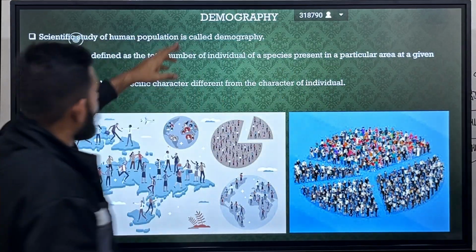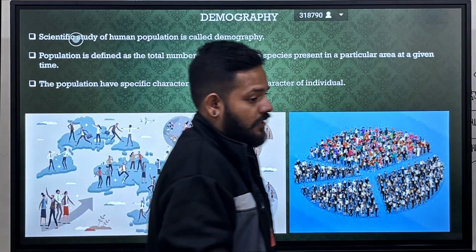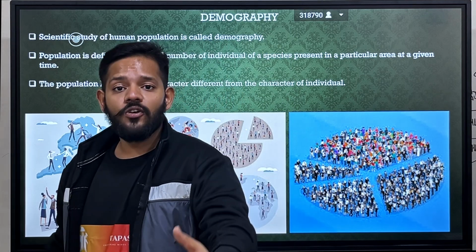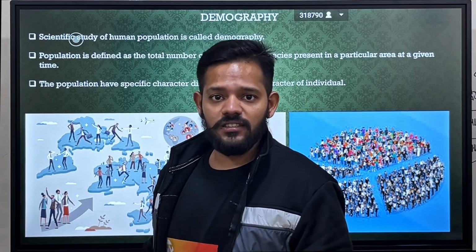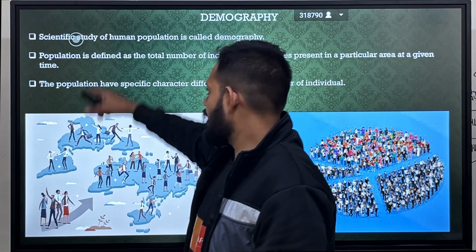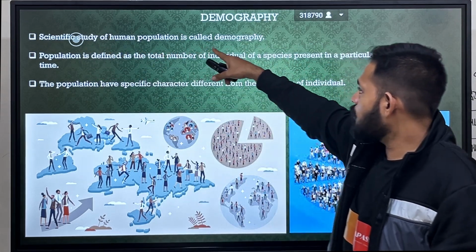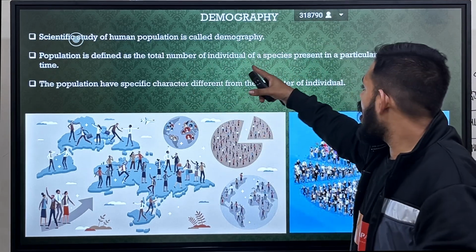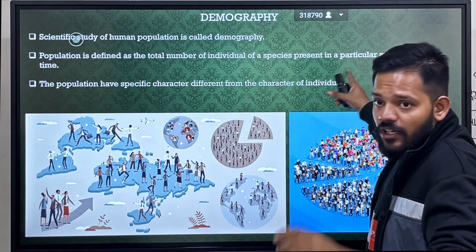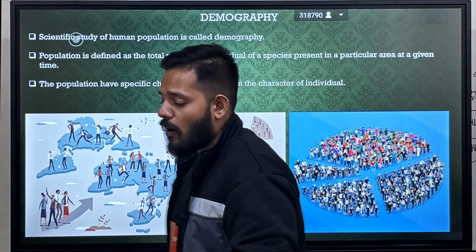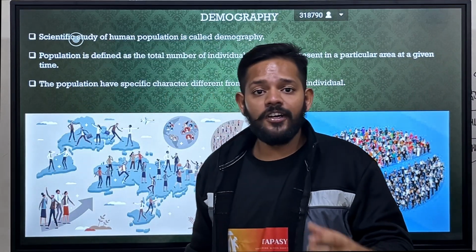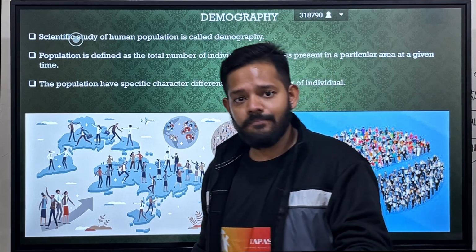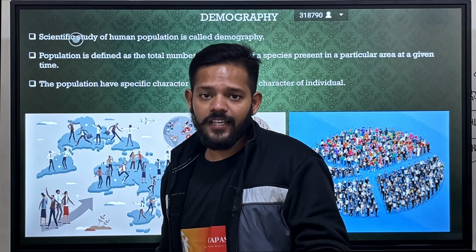Okay, now we are going to discuss population and the study of population. The study of population is called demography. Okay, demography is the study of population. The same thing is here: the scientific study of human population is called demography. Population is defined as the total number of individuals of a species present in a particular area at a given time. That is called the population of that organism.